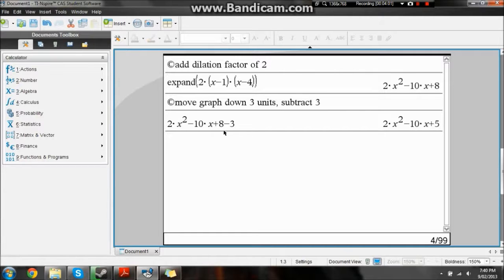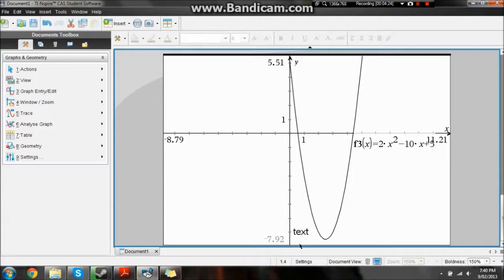And now the next step is to move the graph down 3 units. So moving it down 3 units is going negatively parallel to the y-axis like the question asks. So basically I've just got the equation in here and subtract 3 at the end, and that gives you the final equation here, 2x squared take 10x plus 5. And that's the final equation. So I'll show you what the graph looks like just for good measure. That is the graph there.